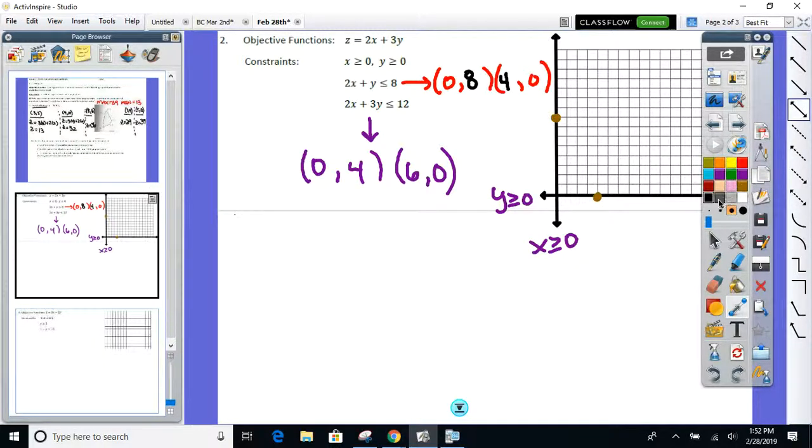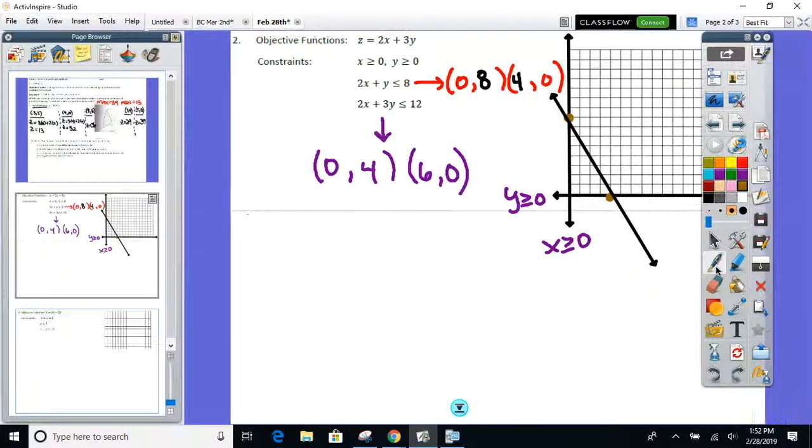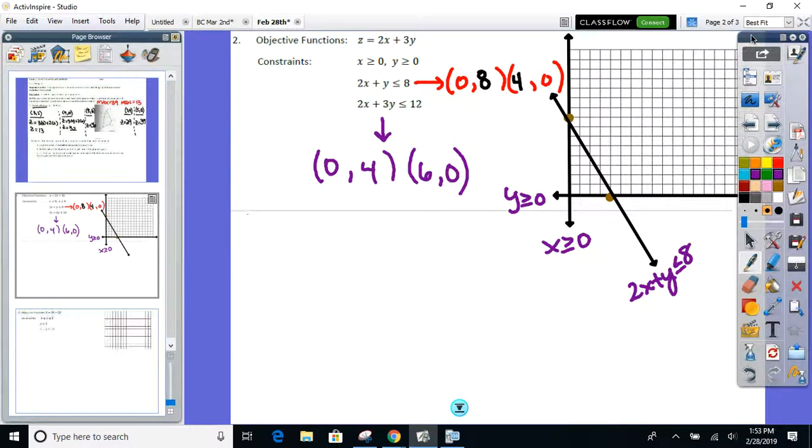Graph your line in. Throw a little label on that sucker. Where's this going to get shaded? Above or below? Plug in 0, 0, everybody. Plug in 0, 0 to the inequality. Does it work? 0, 0 going to work? So above or below? Should be below. So now, hey, nice. Now I just have this little triangular region.